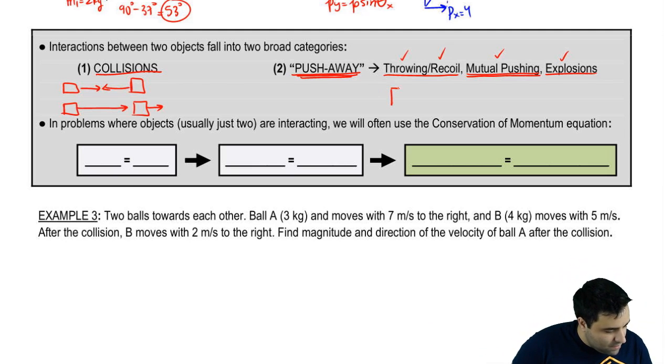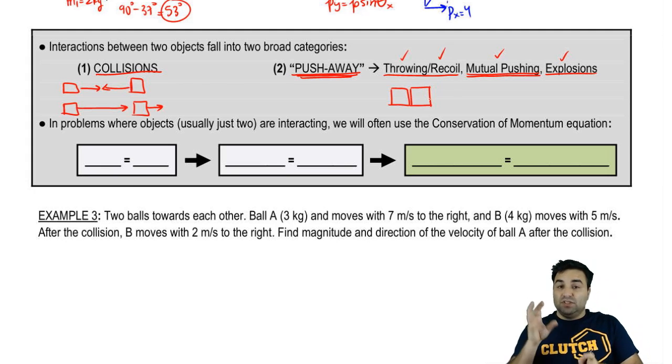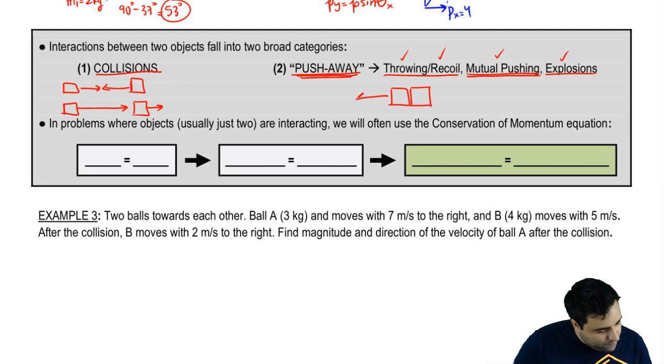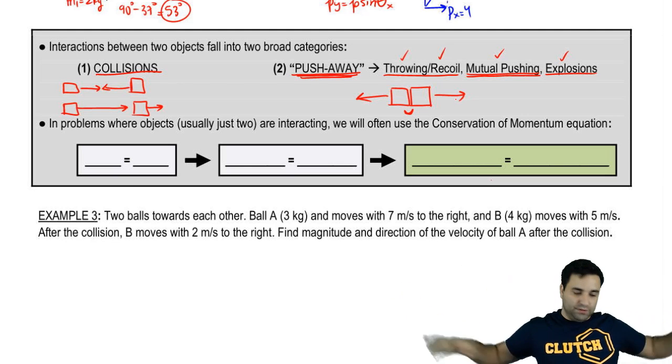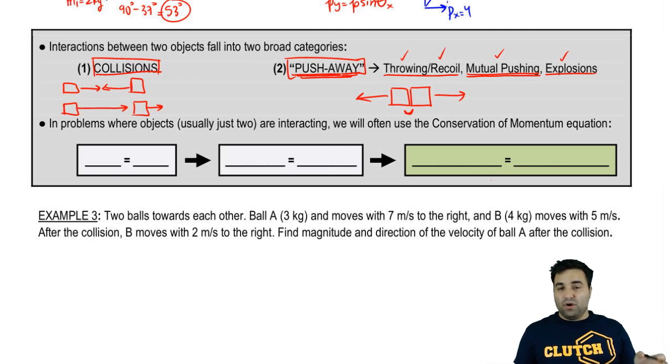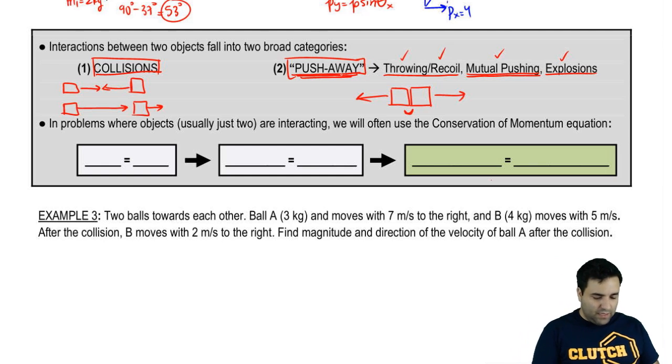Typically, in a lot of these problems, the two pieces or the two things or the two people are initially at rest most of the time, and they will push away on each other, and then they end up going in opposite directions. Okay, so you can have collisions and you can have push away problems, and the nice thing is that they both work almost the same way, and we're going to look at both of them.